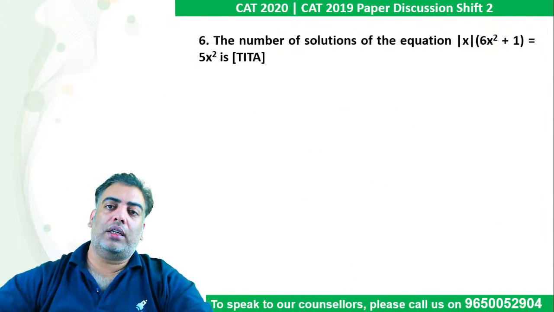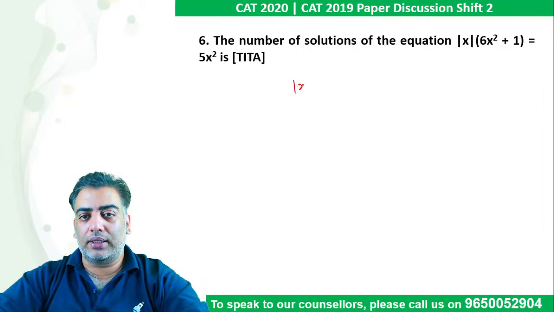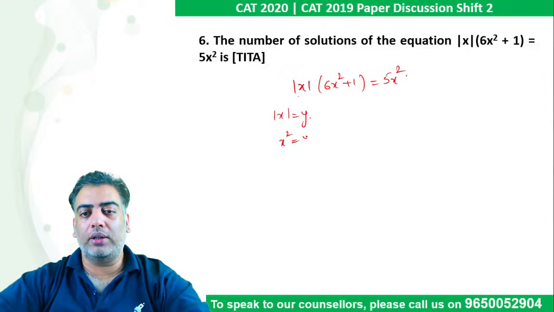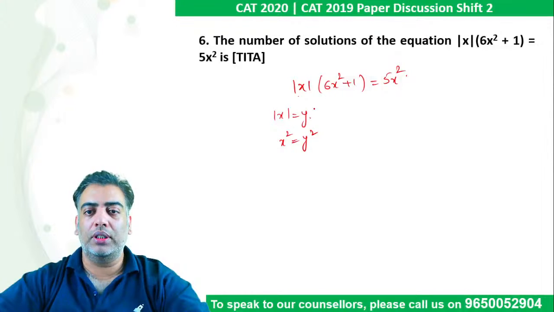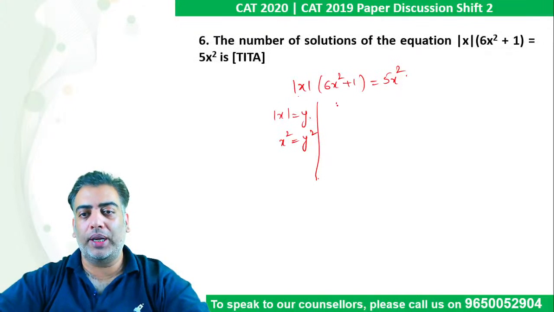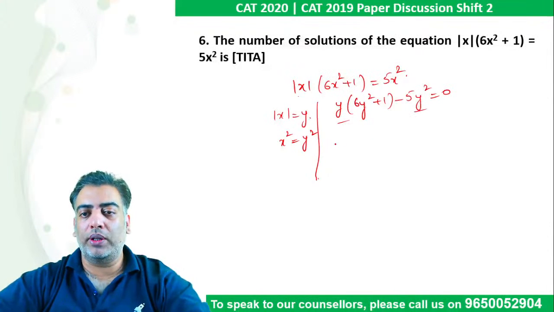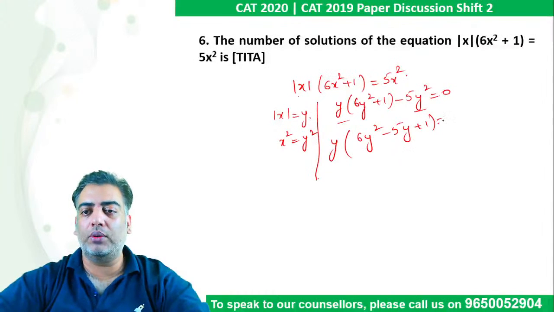The number of solutions of the equation mod x into 6x square plus 1 equal to 5x square is. In order to solve this question, because of mod x here, let's put mod x equal to y. Then we can say x square will be equivalent to y square. Let's modify this question so that solutions are taken care of. It becomes y into 6y square plus 1 minus 5y square equals 0. So we can take y common out of this, which makes it 6y square minus 5y plus 1 equal to 0.